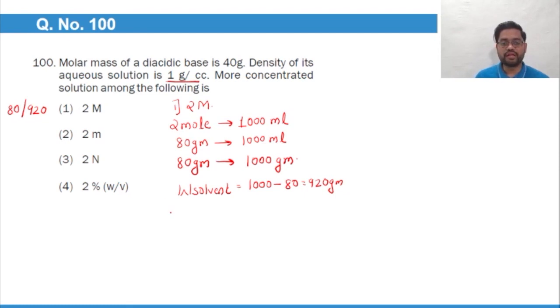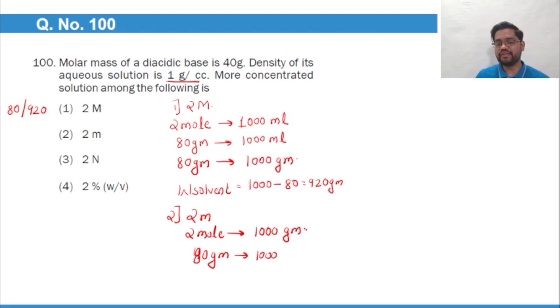Now let us go for 2 molal. What do you mean by 2 molal solution? It is 2 moles present in 1000 gram of solvent. That means can I say that 80 gram of solute is present in 1000 gram of solvent? This is 1000 gram of solvent, not solution, sorry. So here 80 gram of solute is present in 1000 gram of solvent. So obviously this is not the right answer.